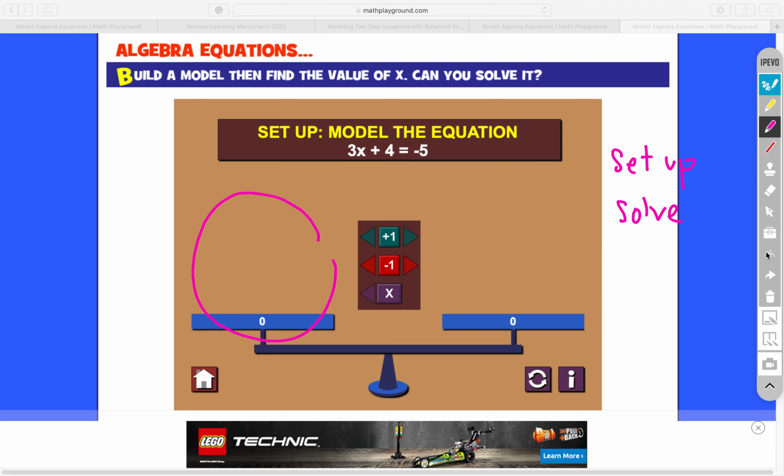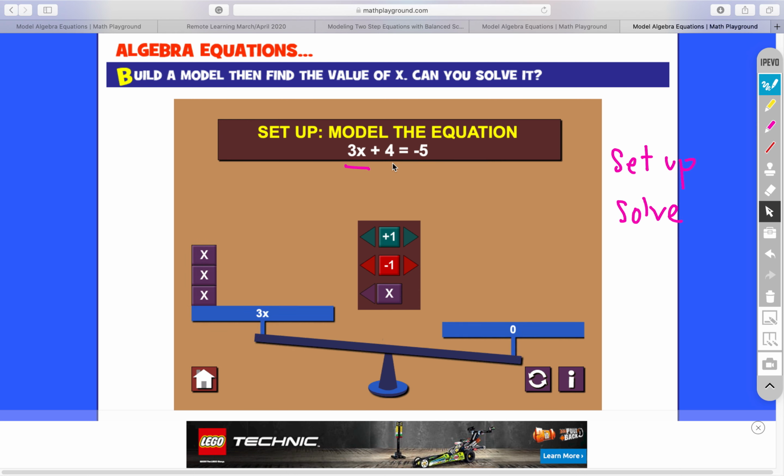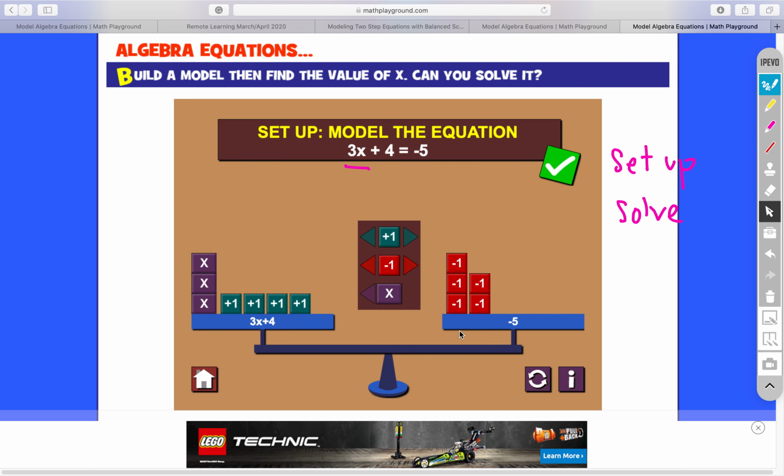So let's set this up now. We have 3 x's on the left, so we're going to click x 3 times. And then we have 4 positive 1s. So we want to click this left arrow where it says +1. We're going to click the left arrow next to it to distribute 4 positive 1s to the left scale. Now on the right side we have -5. So we want to distribute 5 negative 1s to the right side. And now the equation is balanced.